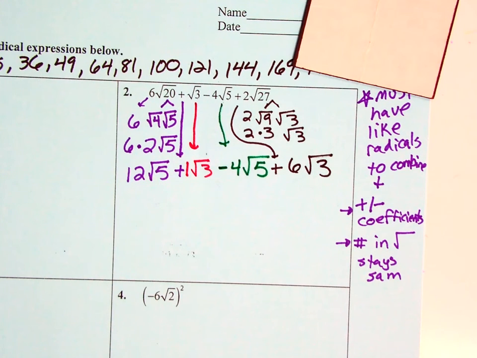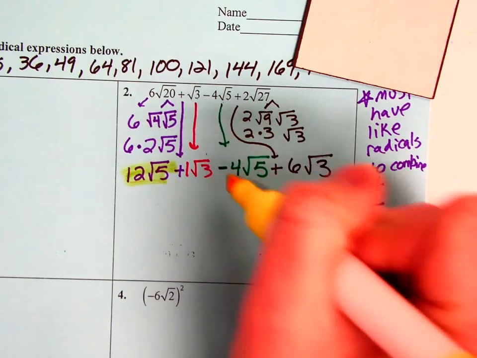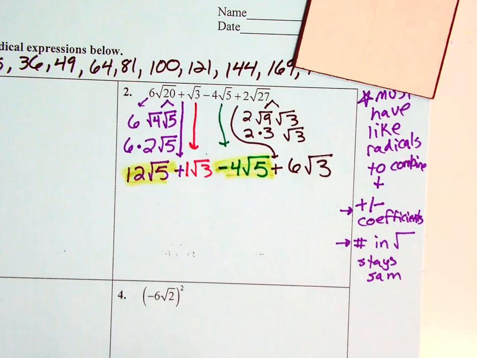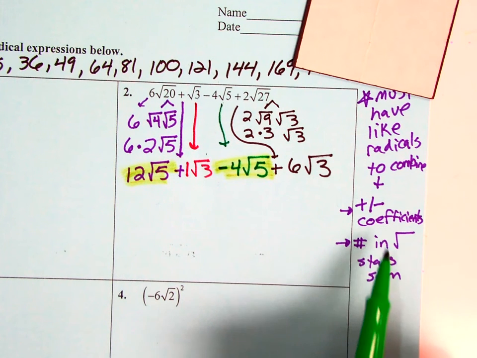So now I need to look for like radicals. In this case, we have a 12 square root of 5 and a 4 square root of 5, and it's a minus. So we're going to go ahead and combine the coefficients. We only add the coefficients.